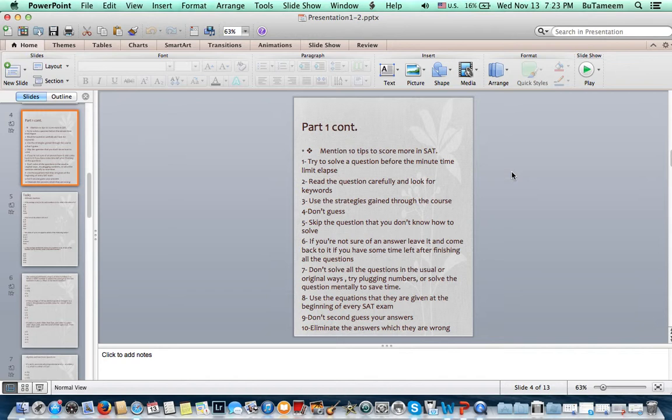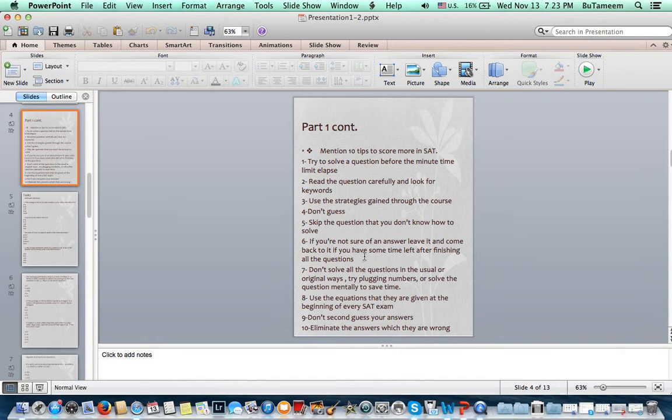Don't guess, because you're going to have a penalty if you get too many mistakes. Skip the question that you don't know how to solve. If you don't know how to solve a question, just don't guess it, because this point, which is number 5, is connected with number 4. If you're not sure of an answer, leave it and come back to it if you have some time left after finishing all the questions.